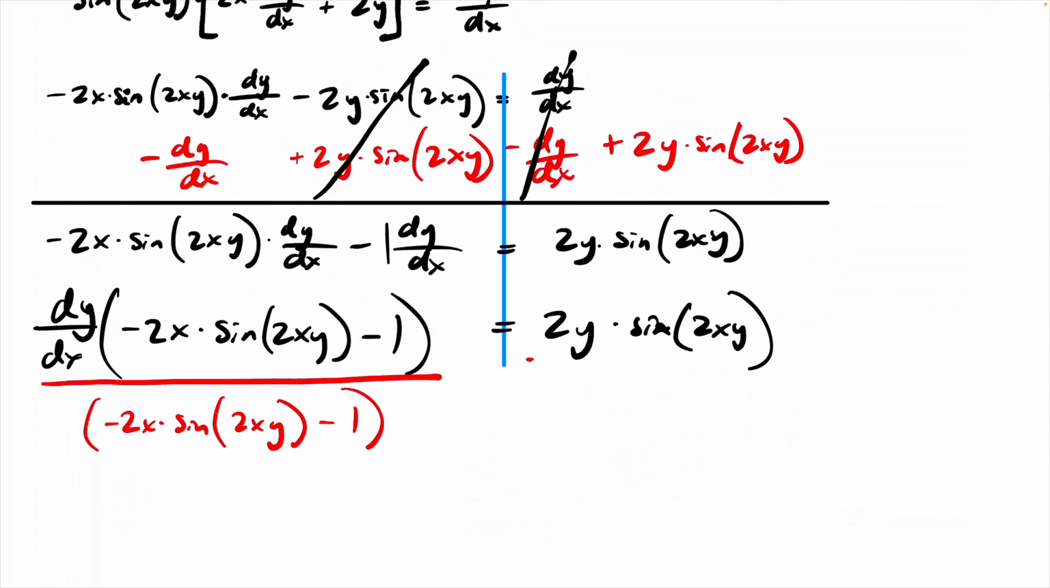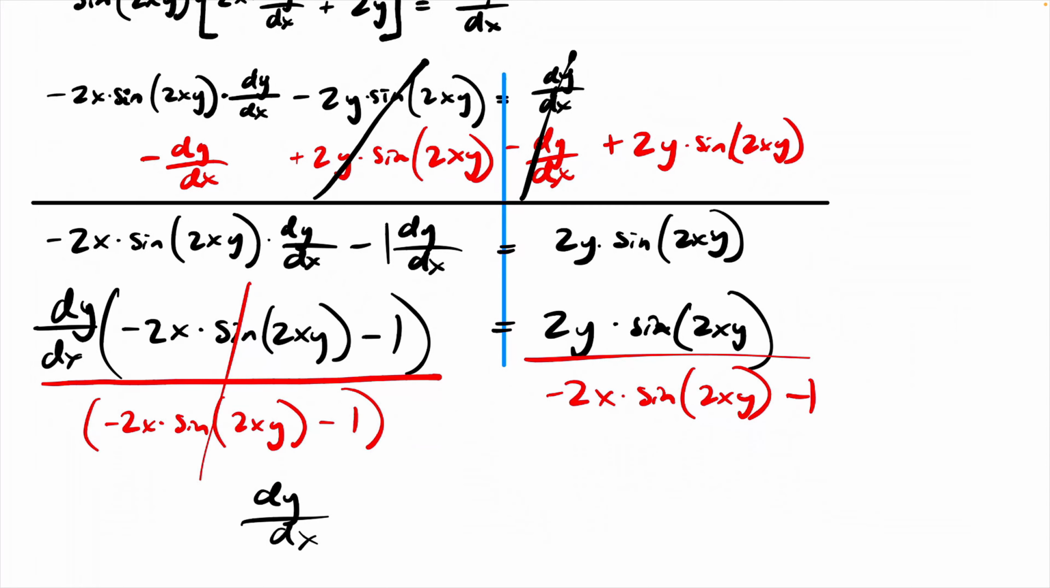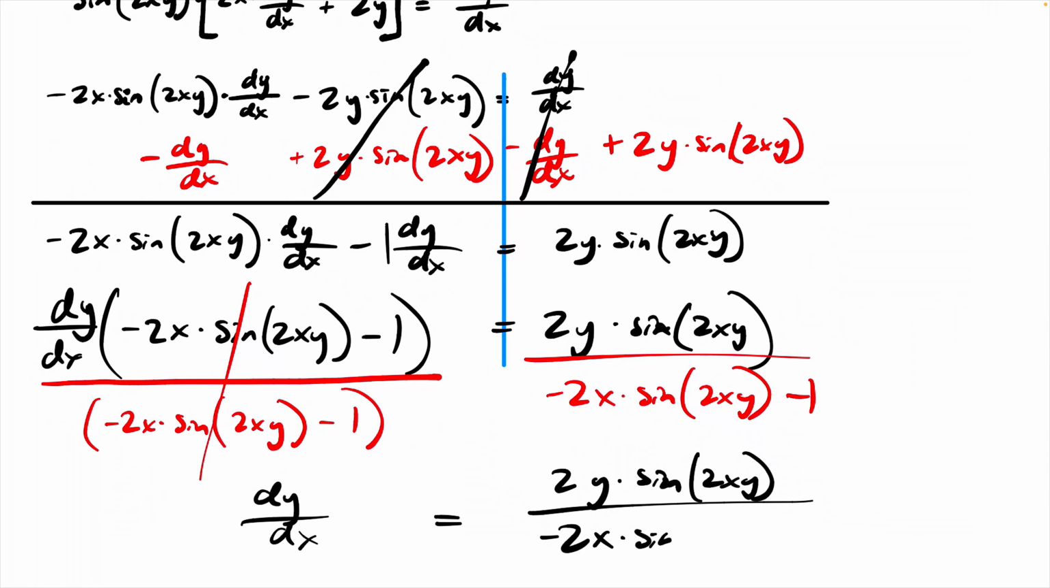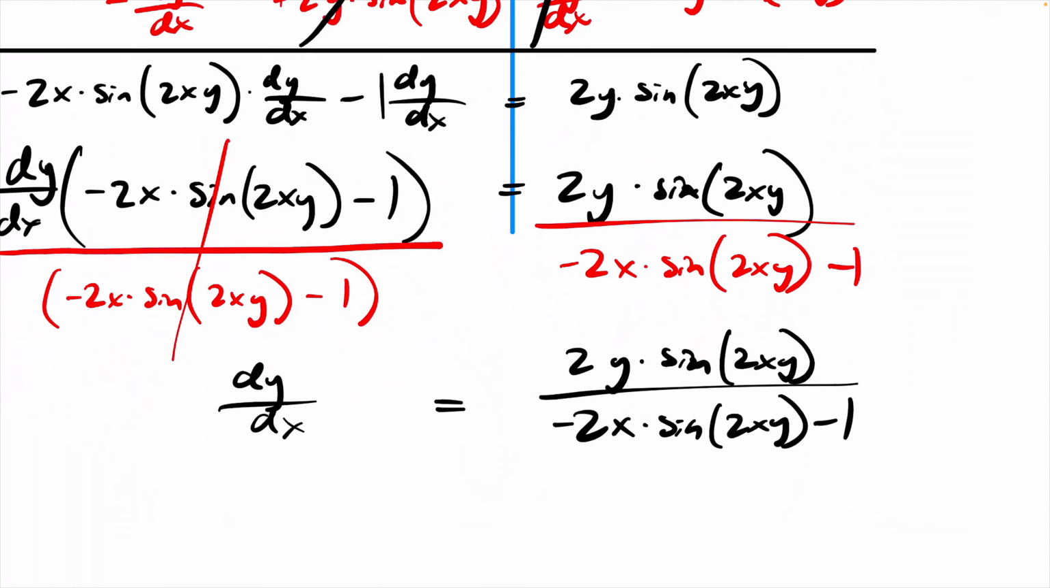Minus 1, negative 2x sine of 2xy minus 1. That becomes 1. We get dy over dx equals this monstrosity. It is a monstrosity.